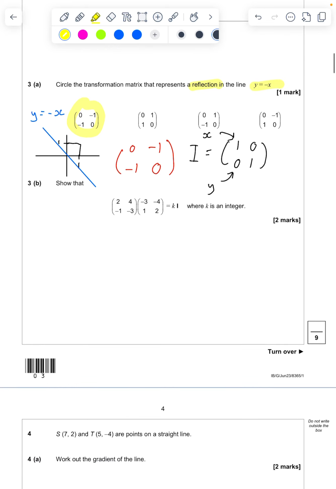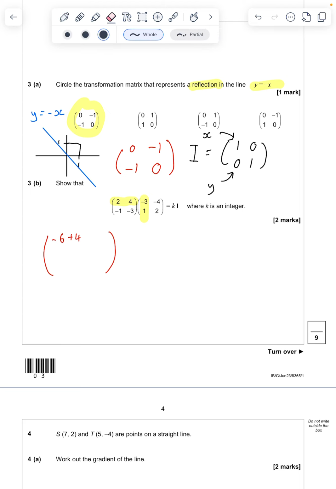Good. Part B, show that this matrix multiplication is K times by the identity matrix. Now let's just go and consider the left-hand side of the equation and multiply those together. So if we do that, let's write it in this matrix. When you multiply matrices, you do it like this. You take the first row with the first column, and we do 2 times minus 3, which is minus 6. And then you do 4 times 1, which is plus 4. That's going to be the first number in your matrix C.